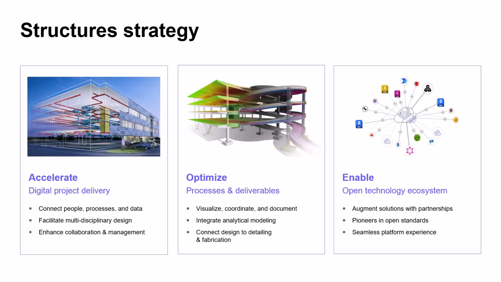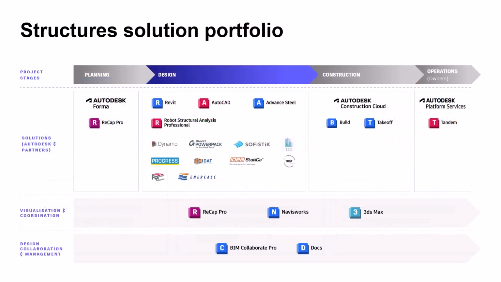So what is our strategy for enabling this process change for structures? Well, our strategy has three main points. I will say first, accelerate digital project delivery by connecting people, processes, and data. Second, optimize processes and deliverables. This means better visualization, coordination, and integration of analytical modeling with detailing and fabrication. And third, enable an open technology ecosystem where Autodesk solutions work seamlessly with partner tools and open standards.